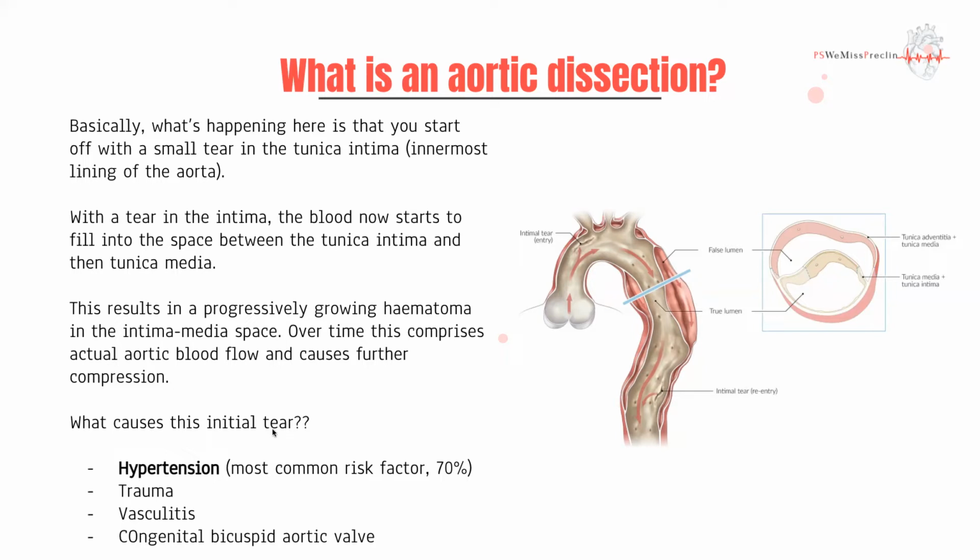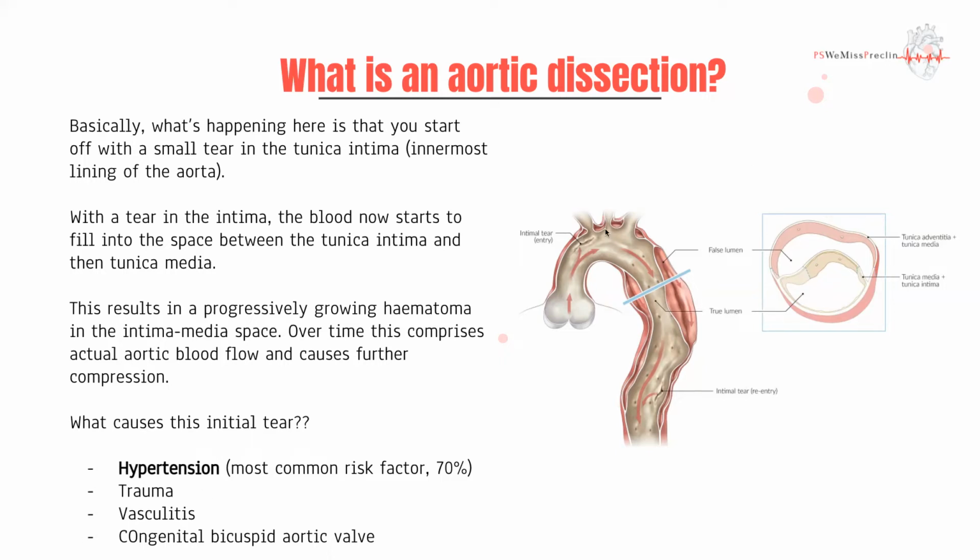You can also have some rarer causes like trauma, and this in particular refers to sudden decelerations. You can have an inflammatory picture that has caused inflammation and a tear in the lining, or you can also have congenital bicuspid aortic valves, and this can put you at a high risk for developing these tears.